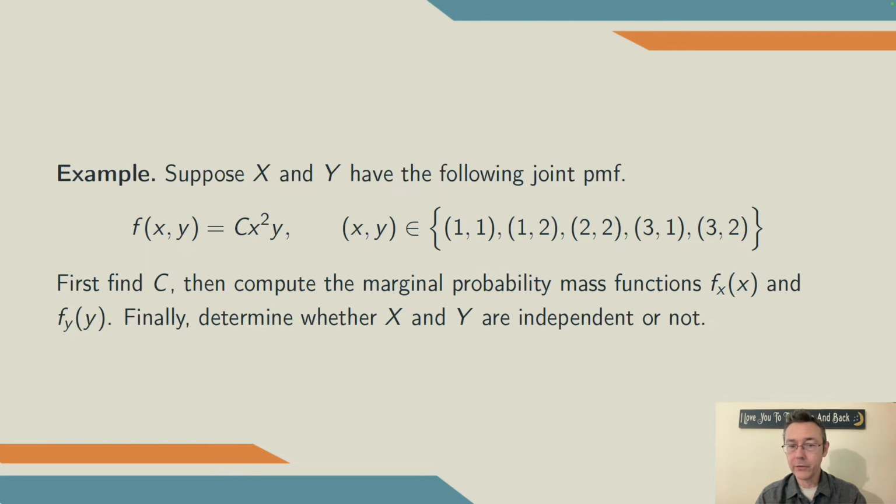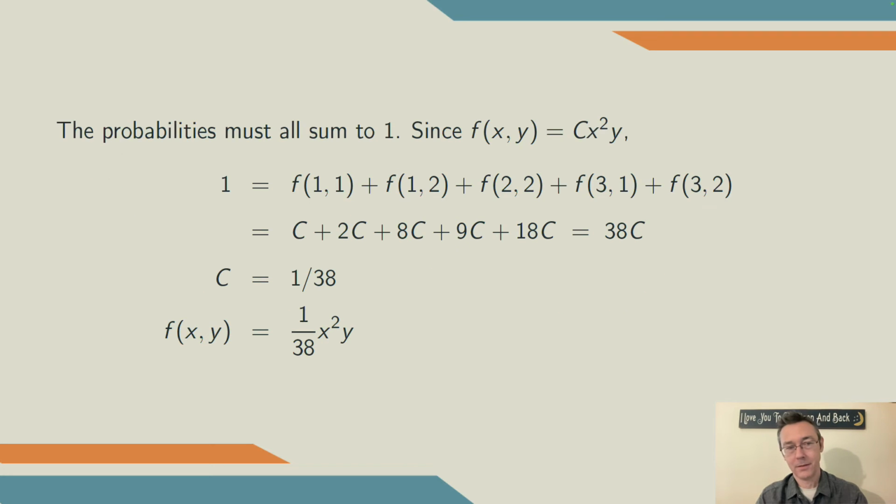So first we find c, and then I want to compute the marginal probability mass functions f sub x of x and f sub y of y. Finally, we're going to want to determine whether these two random variables are independent or not. So I recommend pausing the video here, trying this on your own before proceeding to see my answer.